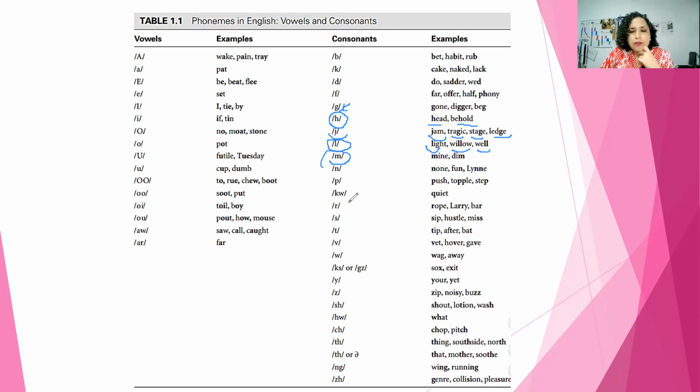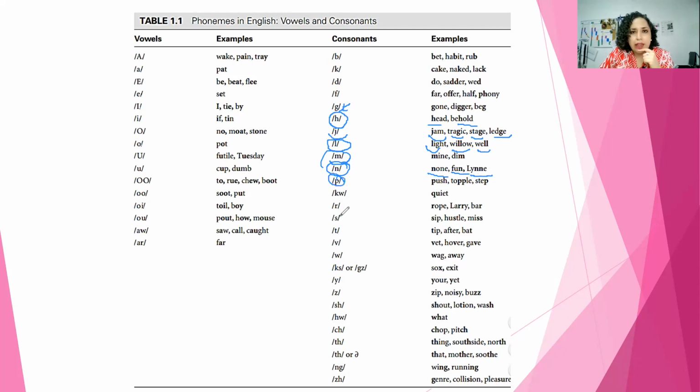The M sound goes to M. You close your mouth. Mine, dim. You close your two lips, put them together. The sound for N, it's not N, it's N. Known, fun, lean.